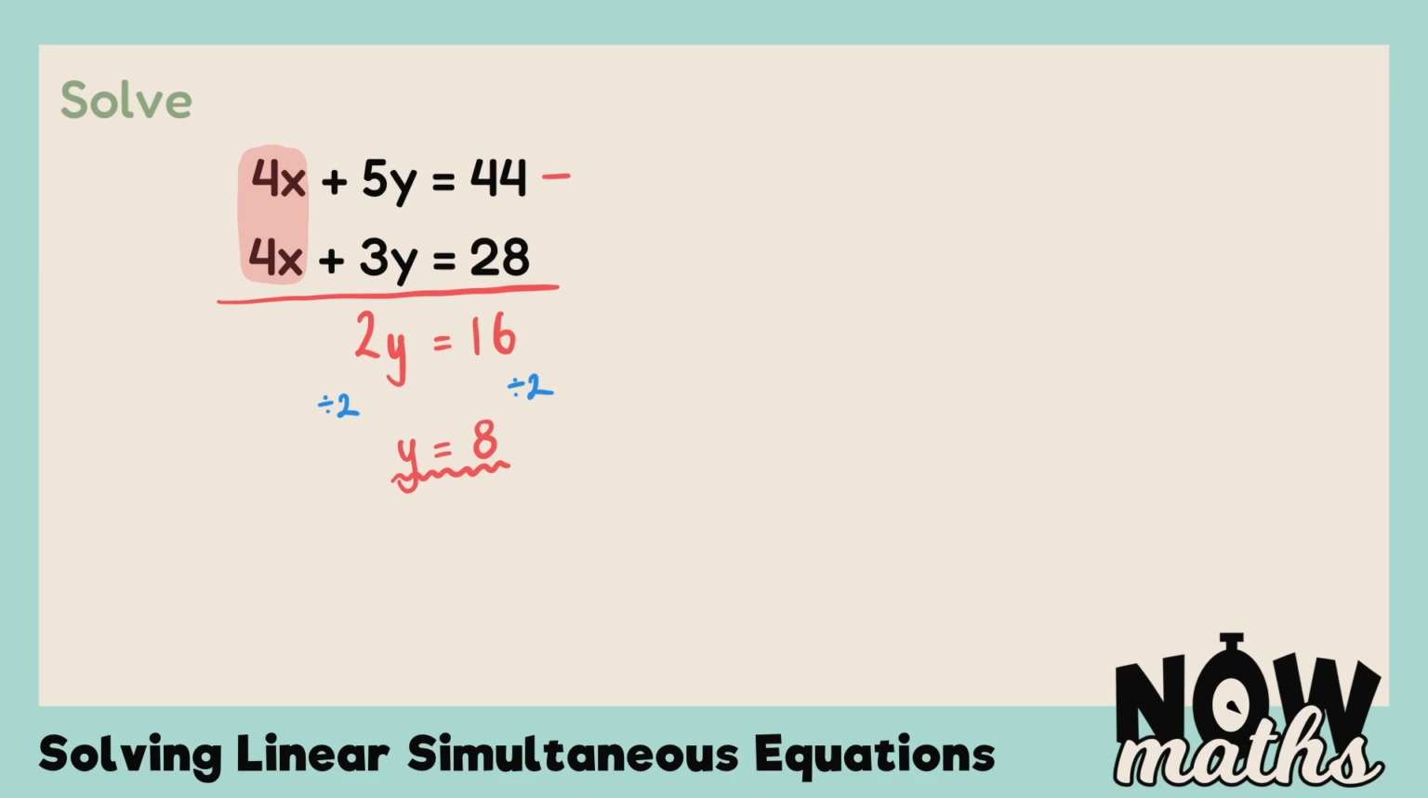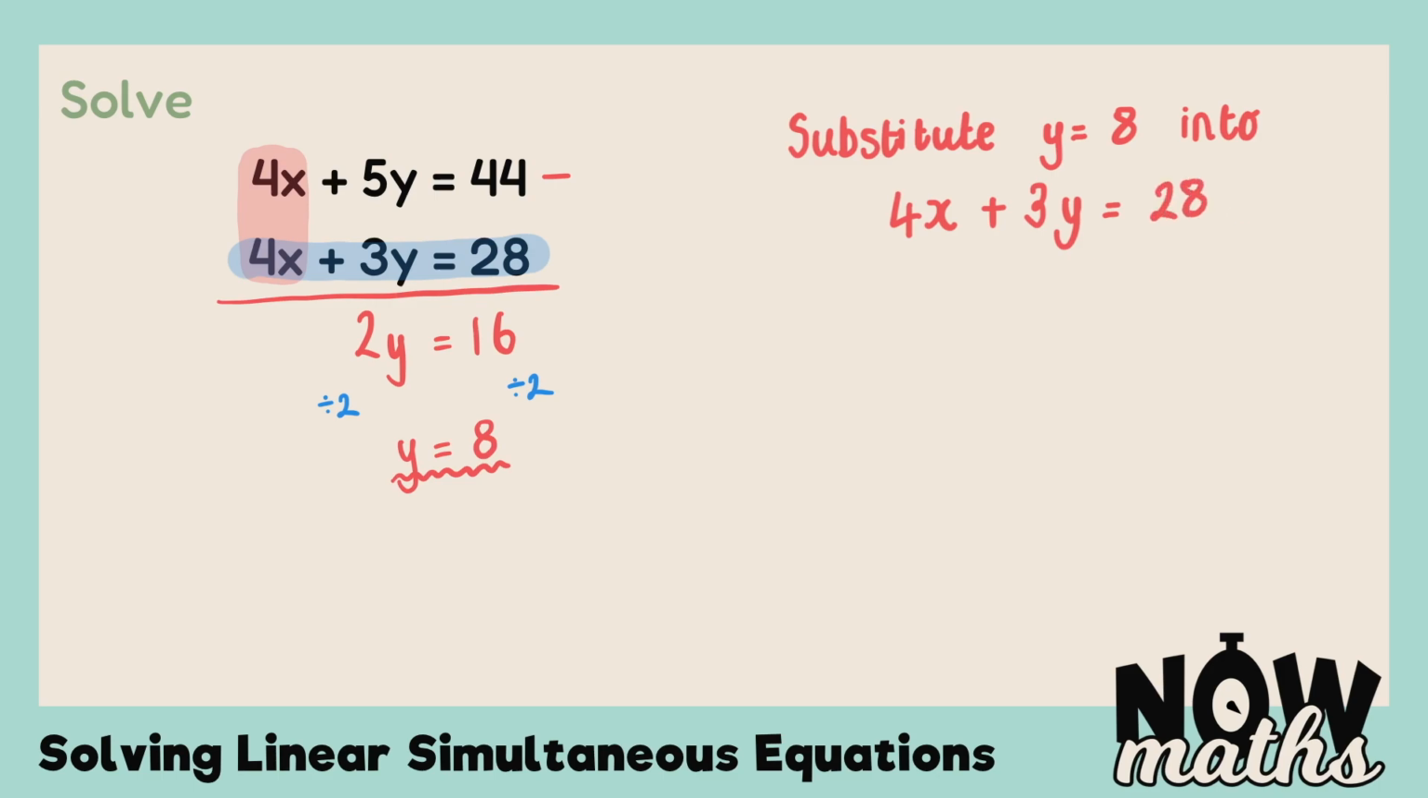And again, we're going to substitute this value into one of the two equations that we started with. Given that the bottom equation has got slightly smaller numbers, I'm going to choose to substitute into the bottom equation. However, it does not matter which one you select. So for our working out, we write that we are going to substitute y equals 8 into our chosen equation, which this time is 4x add 3y equals 28.